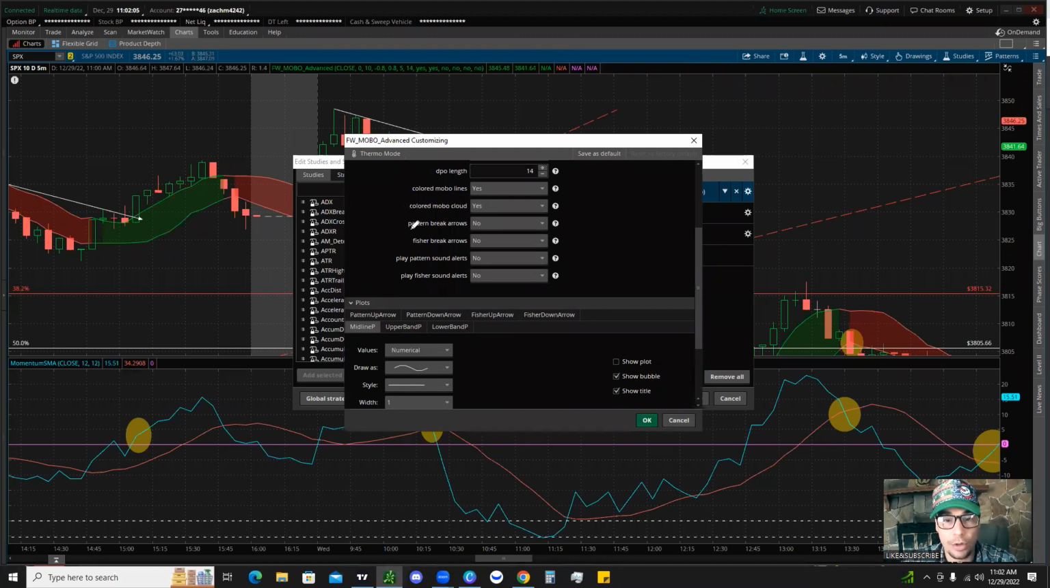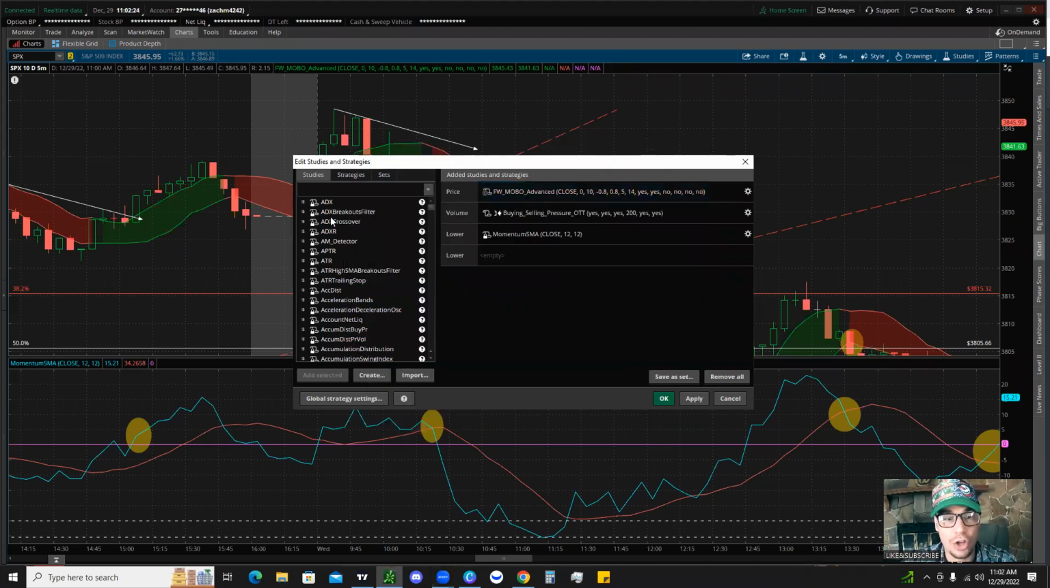Okay. Pattern break arrows, I want no. All right. And then Fisher break arrows, I want no as well. Okay, that's the only things really that I have changed on this indicator that you would need to change so it looks this way. And it really just helps clean the chart up, okay? If you have these on, there's going to be so many different arrows constantly on your screen, and it's going to make it a little confusing.